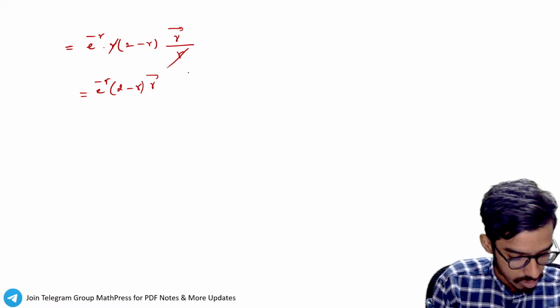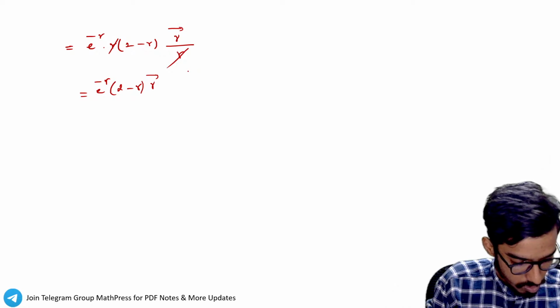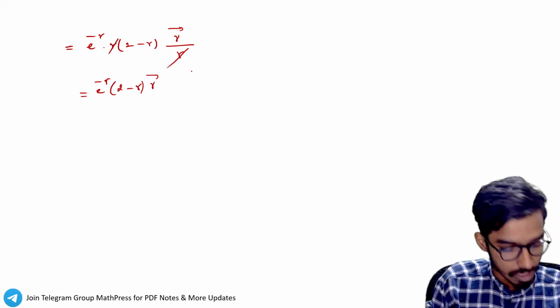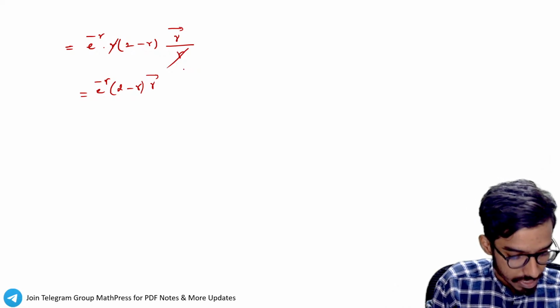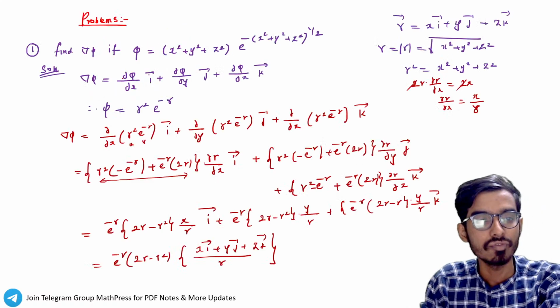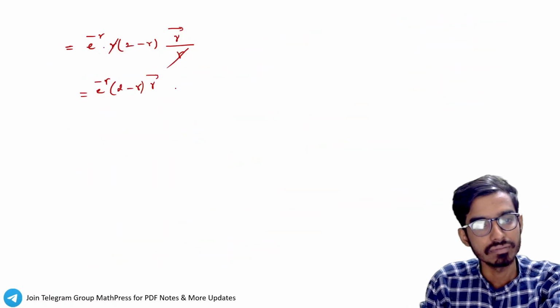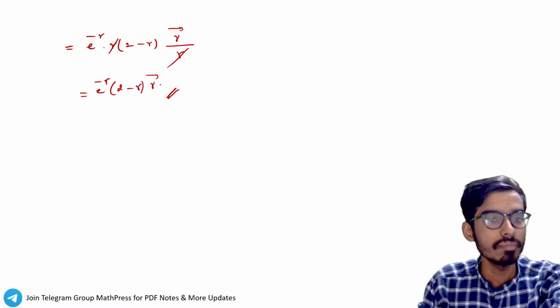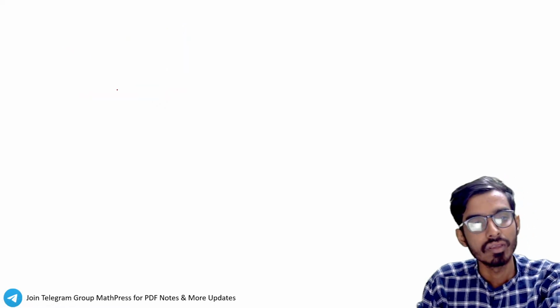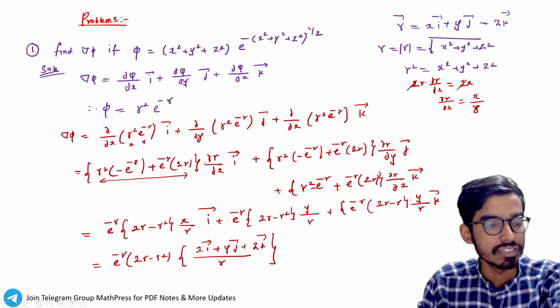(2 minus r) e^(-r) r vector. This is the required gradient for the given function, right? If you replace r vector by xi plus yj plus zk, you will have a vector, right? So a very simple problem, just to refresh.